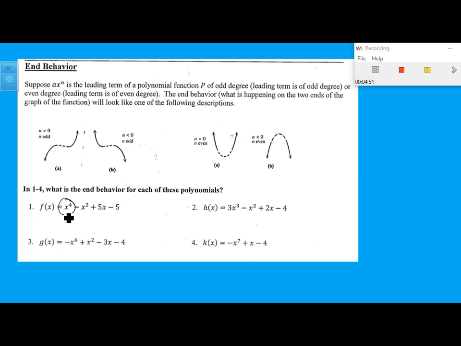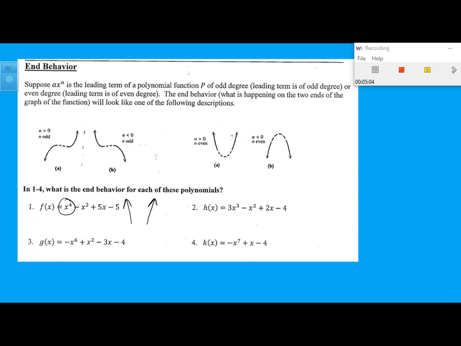It's positive, the a value is positive, so I know the right side is automatically going up. Since it's even, the left side matches it. We really don't care about the other parts. That gives us the curves in the middle. Peek at your number 2.